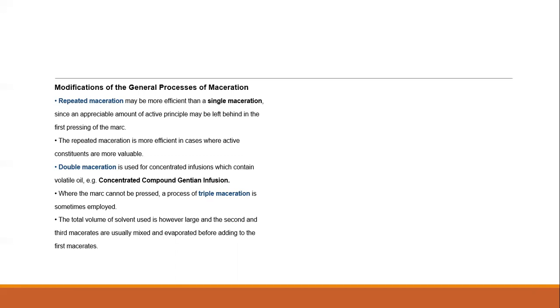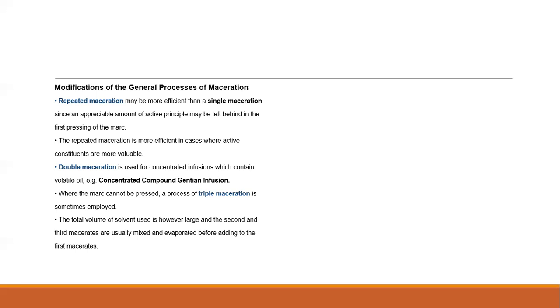Repeated maceration may be more efficient than a single maceration, since an appreciable amount of active principle may be left behind in the pressing, the first pressing of the mark. What it is saying is that maybe in the first separation, you will not get your desired product in the maximum amount. So maybe in the second, you will get your maximum amount.